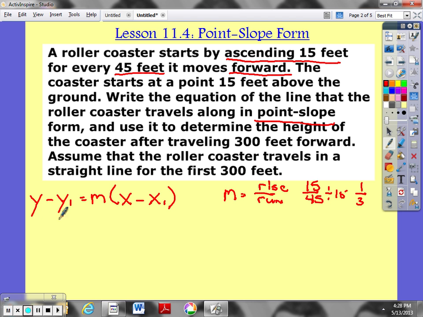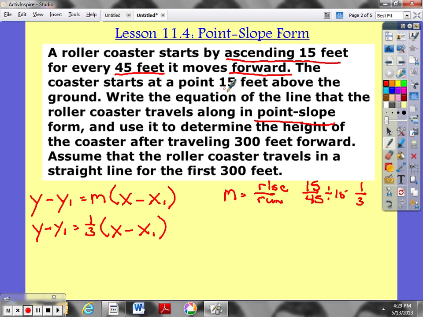I'm going to go over here and substitute that. y minus y sub 1 equals 1/3 times x minus x sub 1. Let's see if I can put some other values into this.